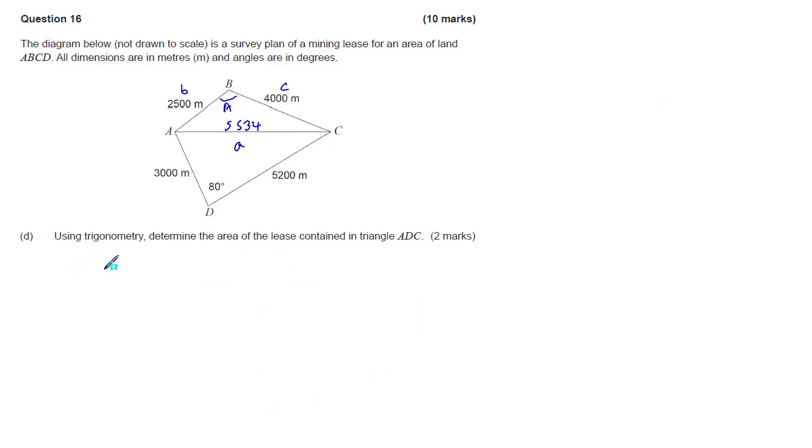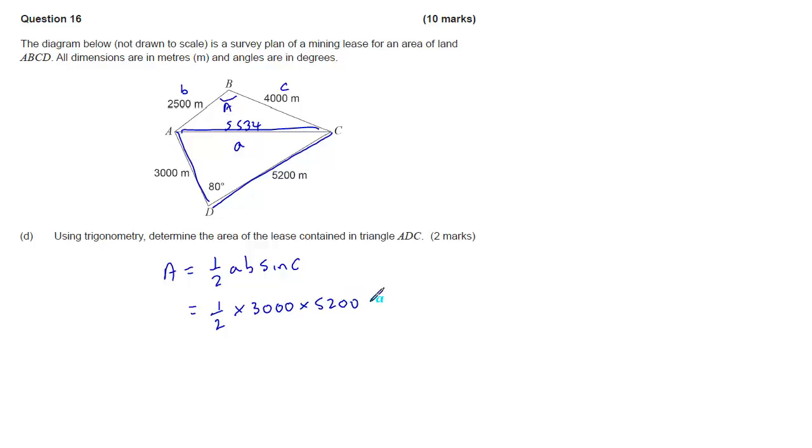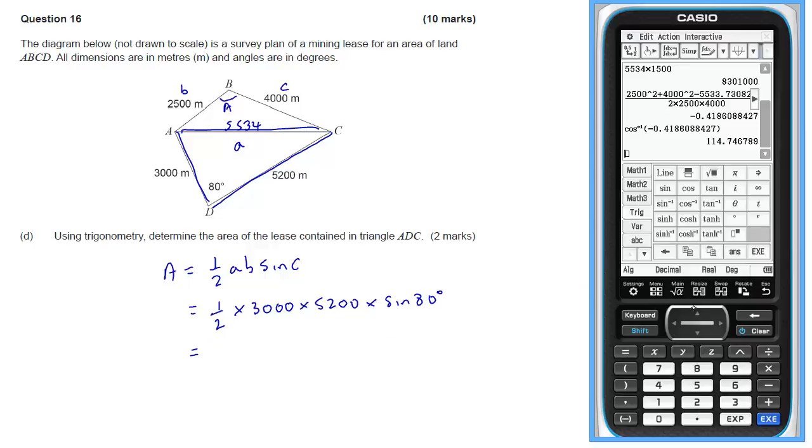Using trigonometry once again, determine the area of the lease contained in the triangle ADC. So that's just this triangle just here. So we can use that area is a half AB sine C, where C is the angle between A and B. So that's going to be a half times 3,000 times 5,200 times the sine of 80 degrees. And we just need to calculate that.